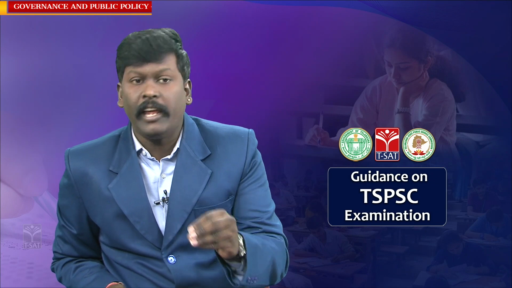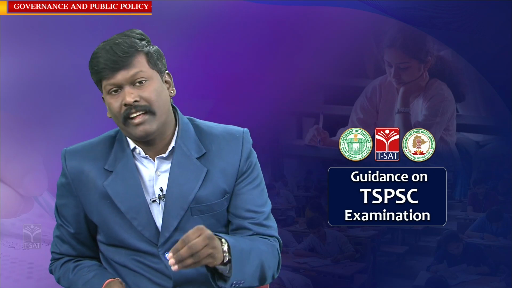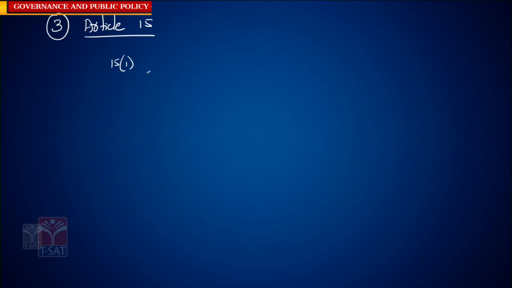The next common one, the third one, is Article 15 of the constitution. Now, very important. As part of Article 15, there are three sub clauses which provide rights to SCs and STs. So what are these? Article 15 clause 1, Article 15 clause 2 and Article 15 clause 4. So what is Article 15 clause 1?